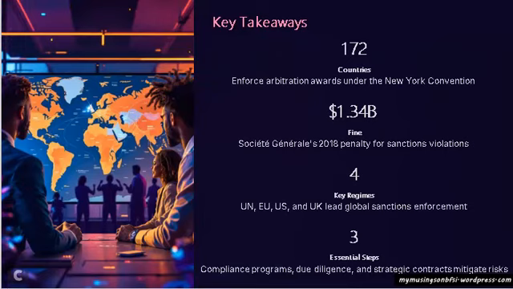Now, legal and regulatory risk stems from sanctions, export controls, contract enforcement, etc. So it is very clear that we need meticulous planning and proactive management. But it is not too much to worry because 172 countries follow the New York Convention. More than 1 billion in penalty has been levied on Societe Generale for sanctions violations. That gives enough message to understand the need for sanctions compliance.